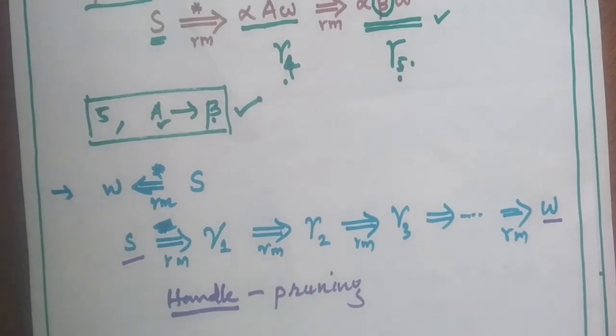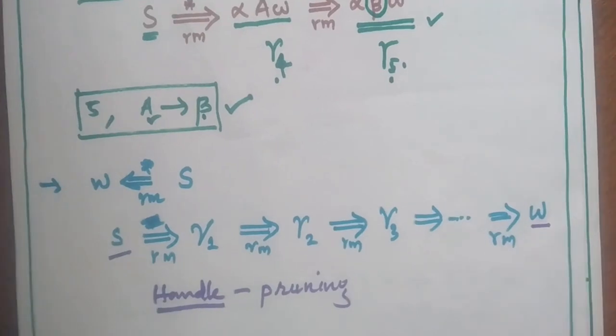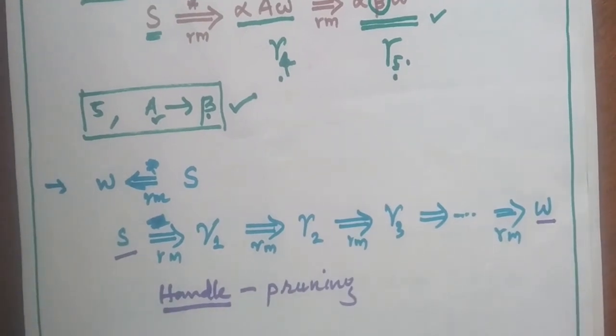What is handle pruning? Handle pruning is a process of identifying the handle and replacing the handle with the head of the production, in order to obtain the rightmost derivation of the given string. That is called handle pruning. So what a bottom-up parser or shift-reduce parser will do is start from the given string and keep on identifying the handle and replacing the handle by the head of the production, in order to obtain the just previous right sentential form of the given string, and finally it reaches the root of the parse tree.